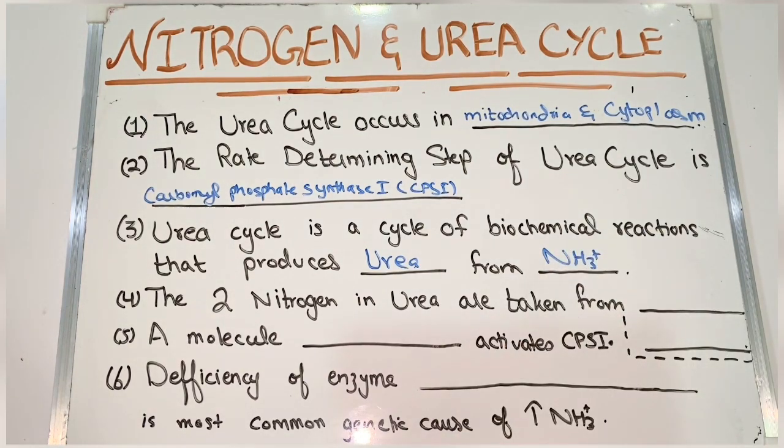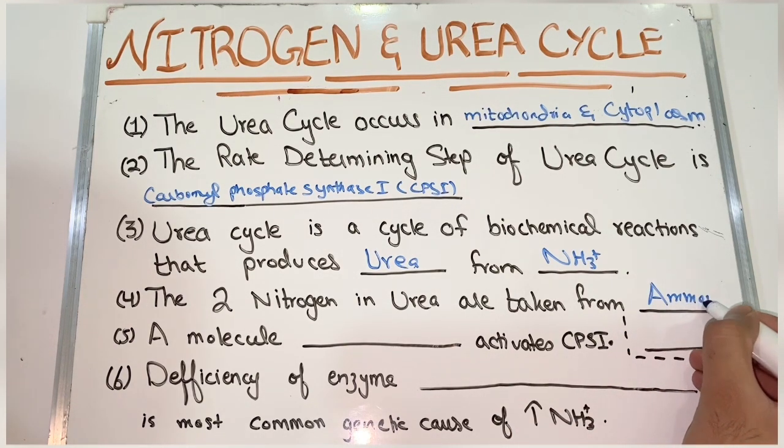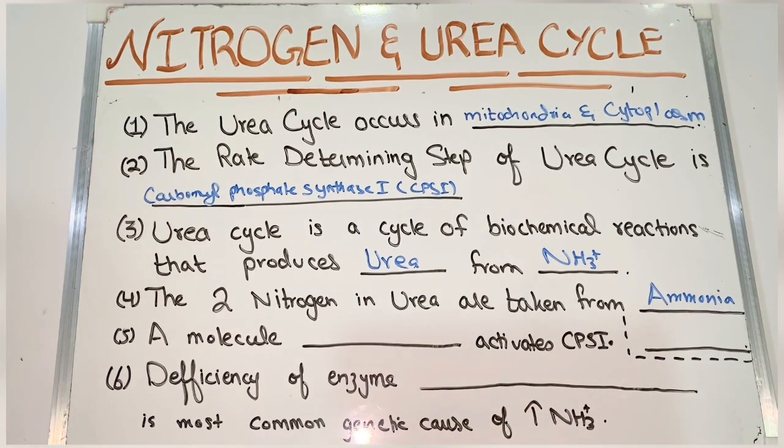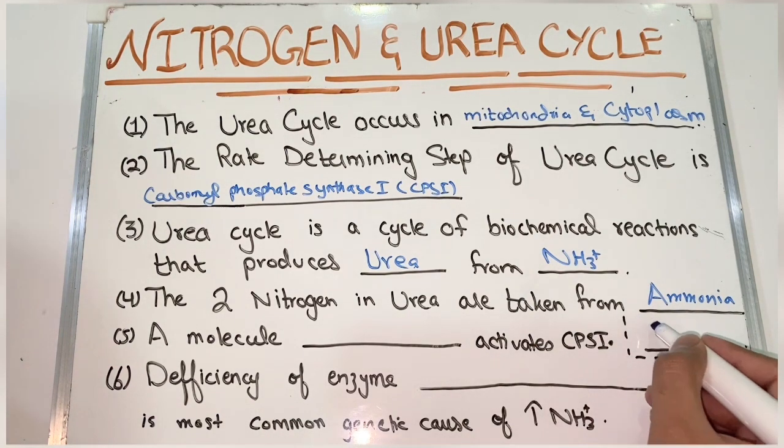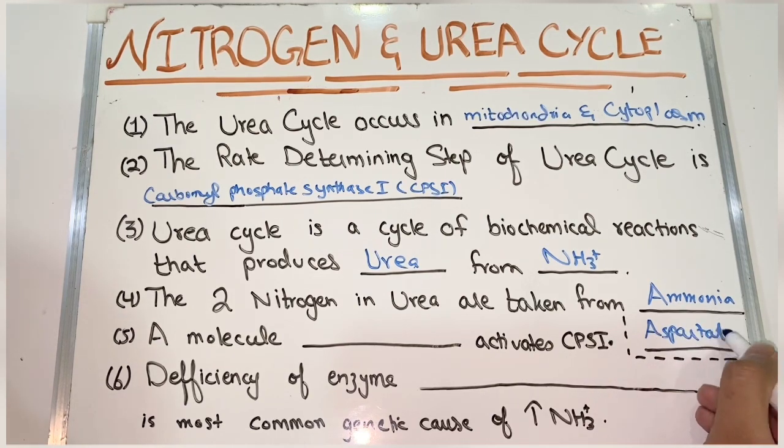So the next question is the two nitrogen in urea cycle are taken from. It is a little bit difficult because you have to understand if the one nitrogen comes from ammonia, then from where the second comes. So students, you should know this, the second nitrogen comes from aspartate. Let's go on to the fifth question.